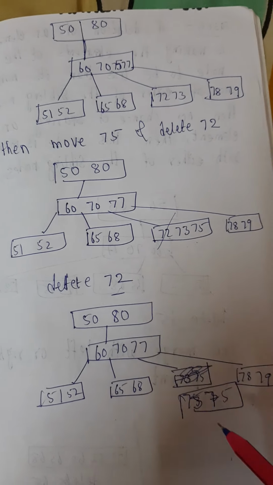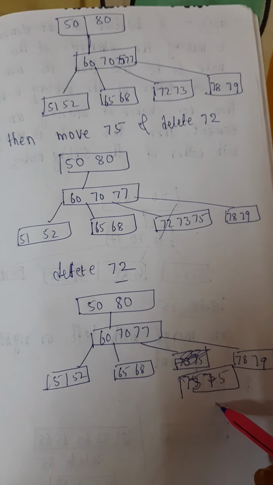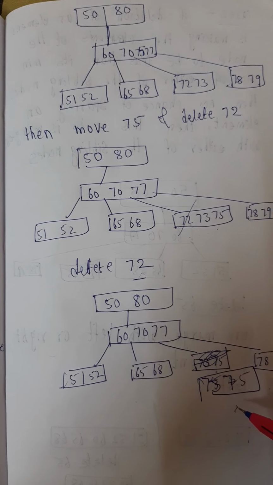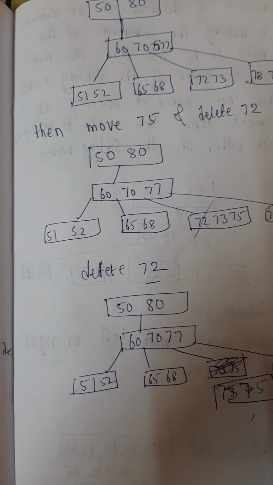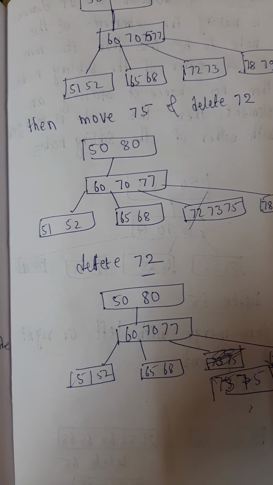After deleting 72, this is what we are having. So these are the two cases. The first case, what we have seen: if you want to delete a leaf node and it is having more than the minimum, just delete it.